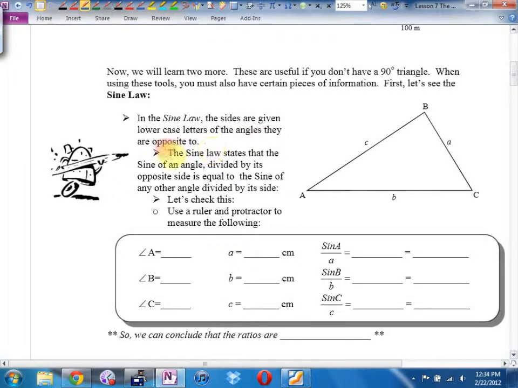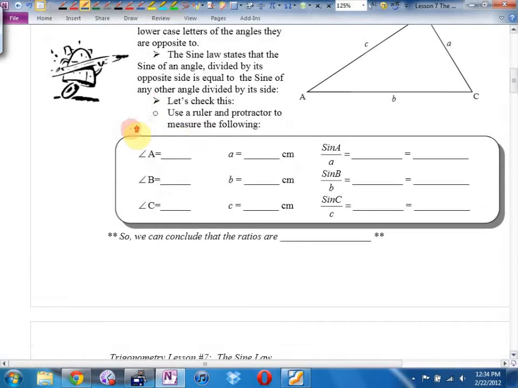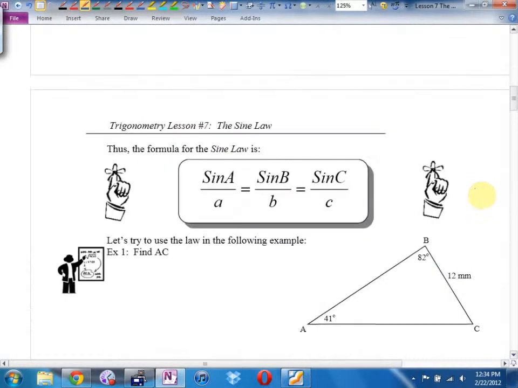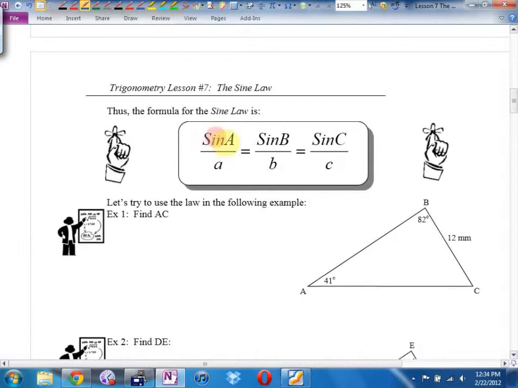The sine law states that the sine of an angle divided by its opposite side is equal to the sine of another angle divided by its side. It wants us to check this with rulers. Not going to worry about that. Here's the sine law. The sine of any angle divided by what's across from it is equal to the sine of any other angle divided by what's across from it, which is also equal to the sine of the third angle divided by what's across from it.